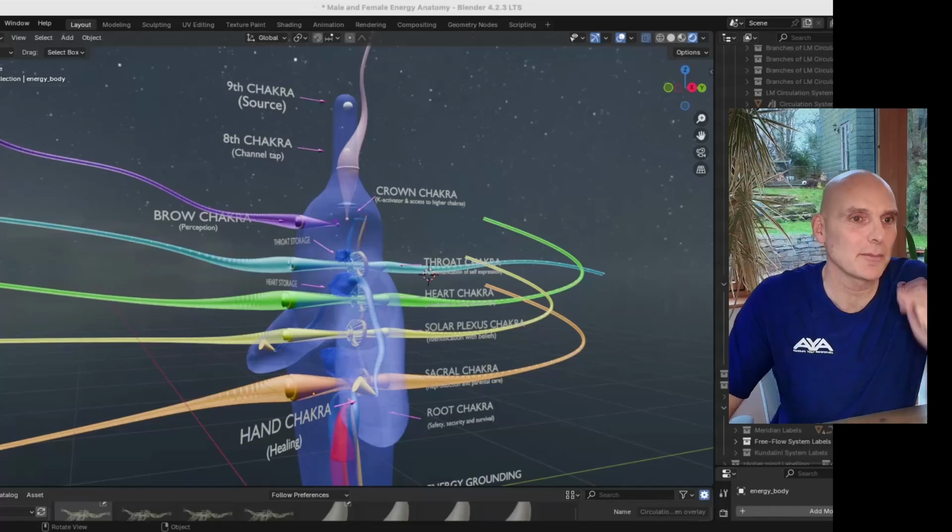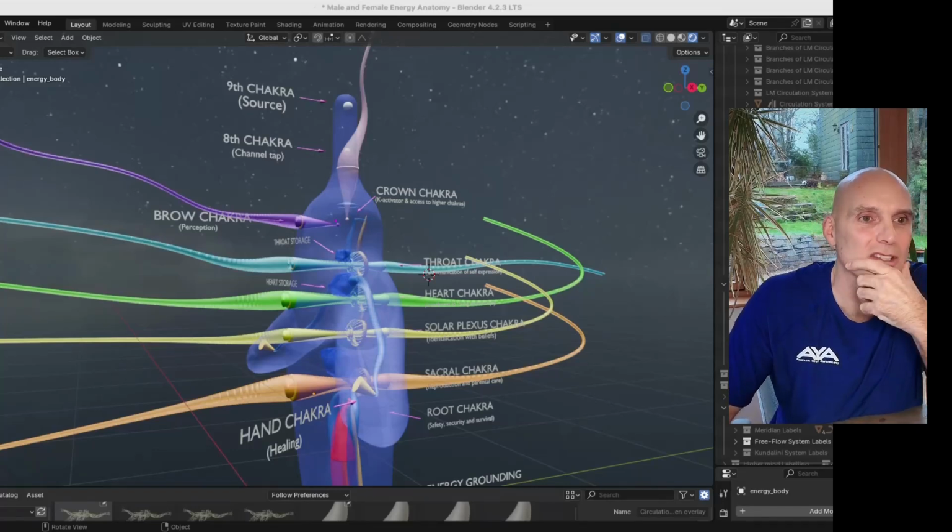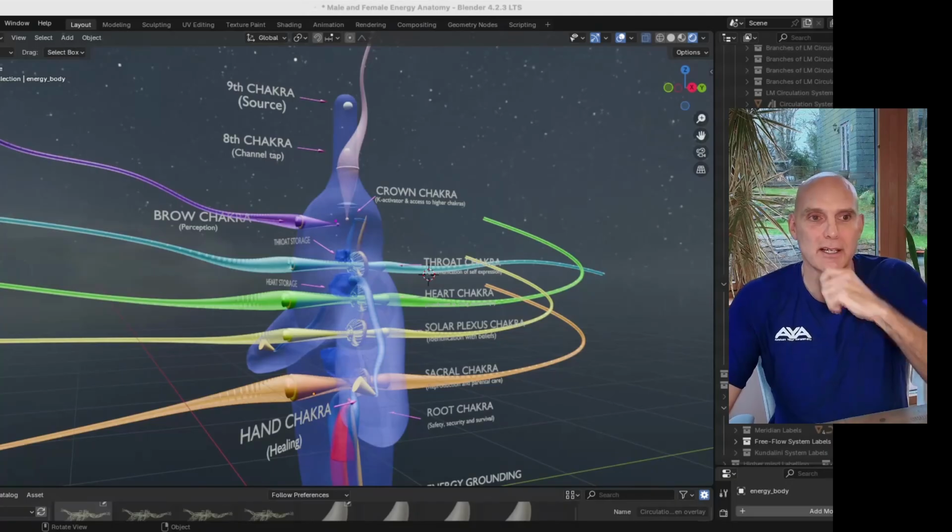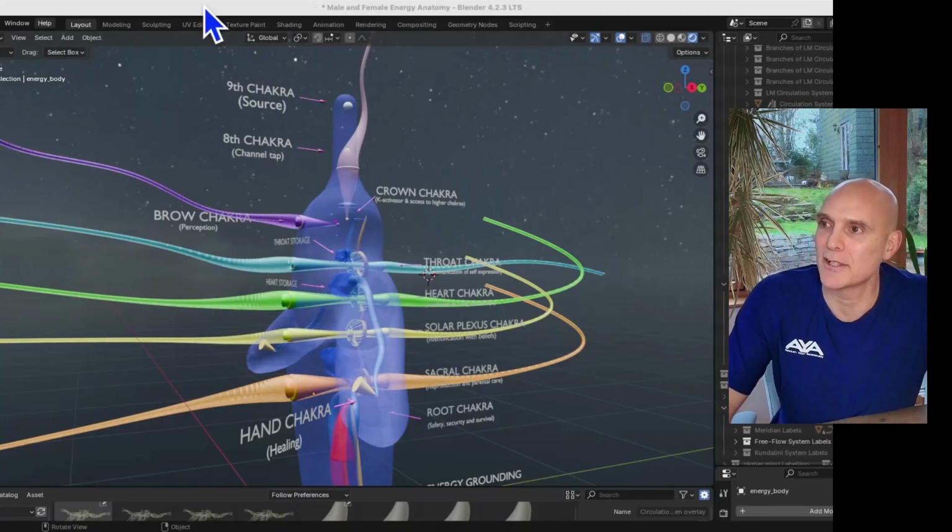There are another couple of things to mention about the chakras if I've got the time. Yes. Okay. So if I've got the time, I will carry on a little bit.